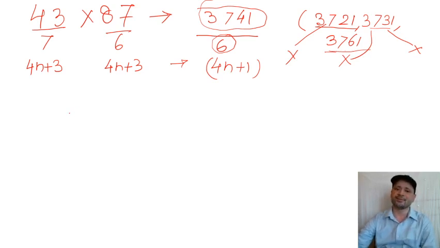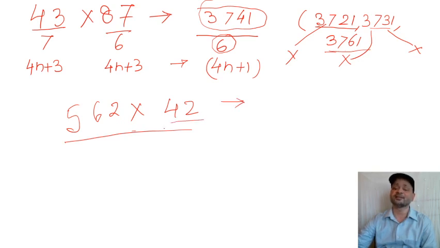So we can have another example. Suppose you get 562 and you have to multiply it with, say, 42. Now what you see is that this is a three-digit number by a two-digit number, and this is a big number, and you have to multiply this.